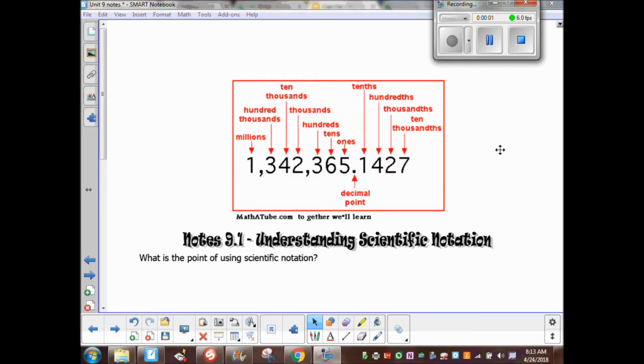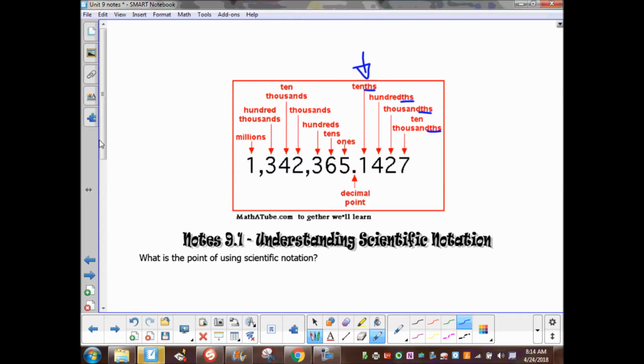So, scientific notation. What is it? You need some background knowledge about place value. This big graphic at the top shows place value. At your decimal point and to the right, the first place is your tenths. Then from the decimal point to the left, it starts with the ones, tens, hundreds, and so on. Keep those place values in mind throughout this unit on scientific notation.